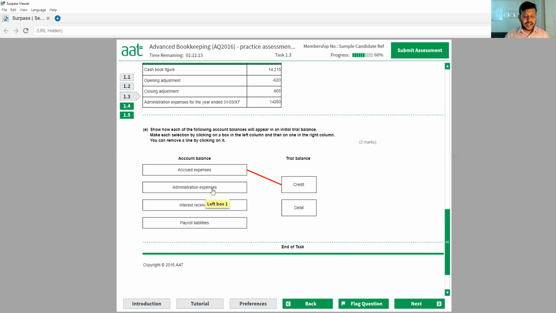Admin expense is an expense. Remember that any sort of expense is a debit for us. Then we have interest received. Interest received is income. If we receive any income, income is always credit. So interest income is a credit. And payroll liabilities, any sort of liabilities, it could be payroll, VAT liabilities, any sort of liabilities is always our credit. That's it. So this question will not be difficult if it comes to just identifying whether it is debit or credit.